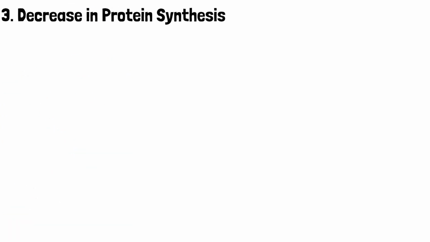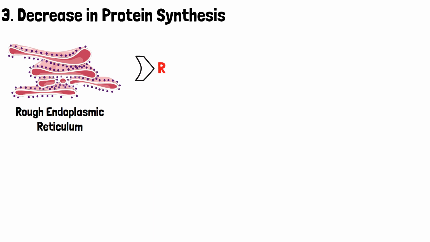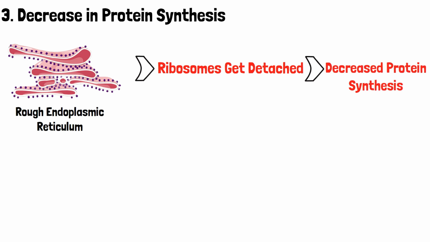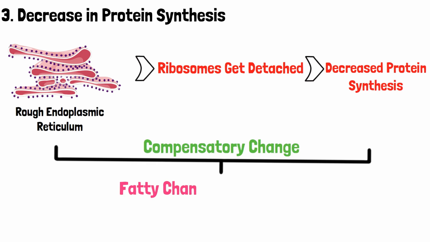Do you know what is depicted here in this image? Yes, it is the rough endoplasmic reticulum because it has ribosomes attached to it. What happens in this process is ribosomes get detached, and ribosomes are sites for production of proteins. So the protein production is decreased. To adapt, our body responds with a compensatory change, which is even more detrimental, and that is fatty change. All of these processes were in reversible cell injury. Now, let's have a look at the scenario when there is irreversible cell injury.